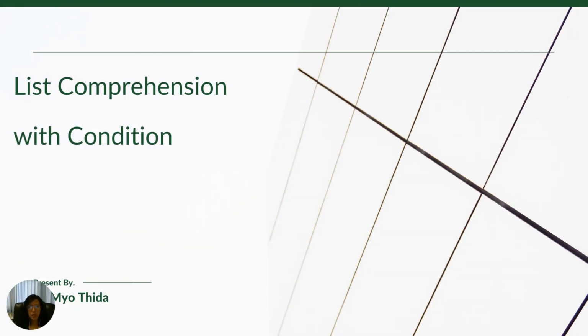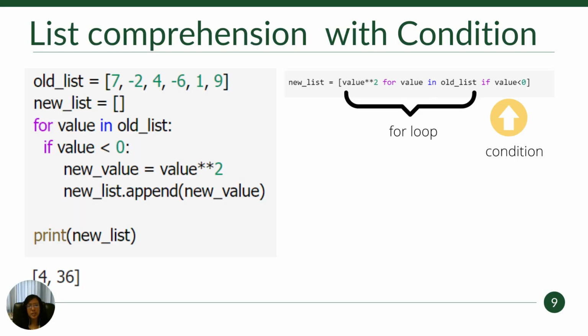Now, let's talk about conditional list comprehension. We have already learned that list comprehension is a quick and easy way to write loops. But let's say there's a condition, is it doable? Can we still use a list comprehension? Yes, we still can. Look at this example here. Instead of squaring each value in the given O list, we want to square only if the value is negative.